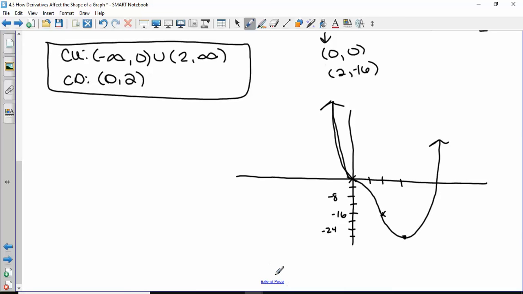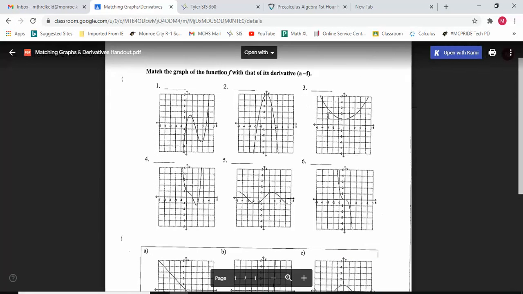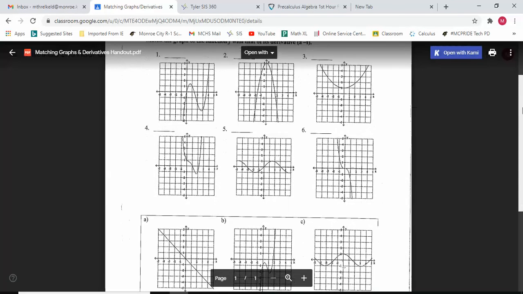I do want to do one quick activity. If you guys will get out your Chromebooks and look at Google Classroom. I posted this handout that had matching graphs with their derivatives. So 1 through 6, these are the original functions. A through F is the derivative. I want you guys to take a couple minutes and see if you can match them. You can do it on the back of your notes or something. Just put 1 through 6. See if you can figure out which derivative will go with each. And you guys can talk to each other if you need to, but I just want you to take a couple minutes to try to figure that out.